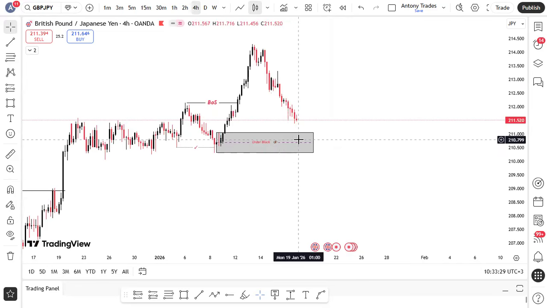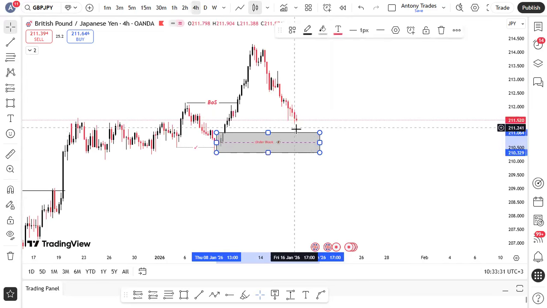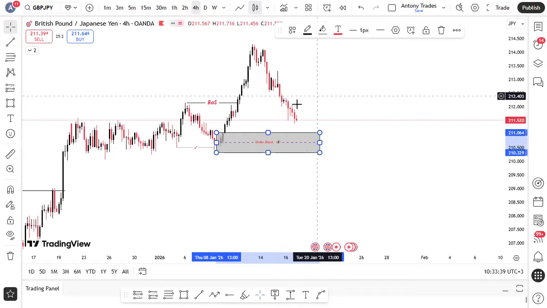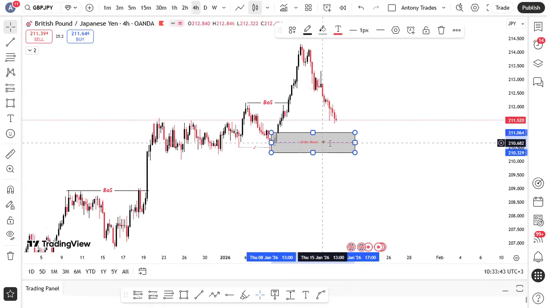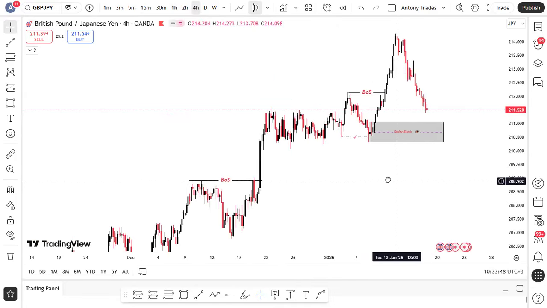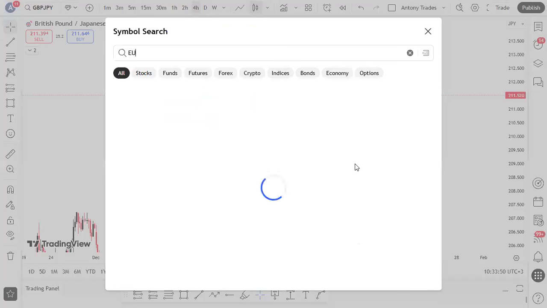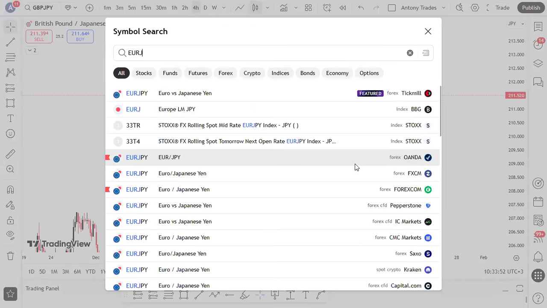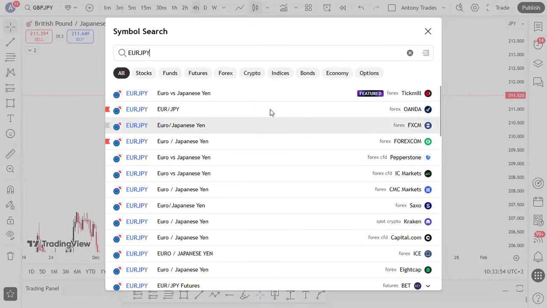So make sure you wait for a confirmation in this area. If you get a good change of character here on either 15 minutes time frame or 1 hour time frame, then look for buys. And until you see that good change of character, don't look for buys within this area. So that is it. And let me give you a bonus of Euro JPY for those who trade that pair.